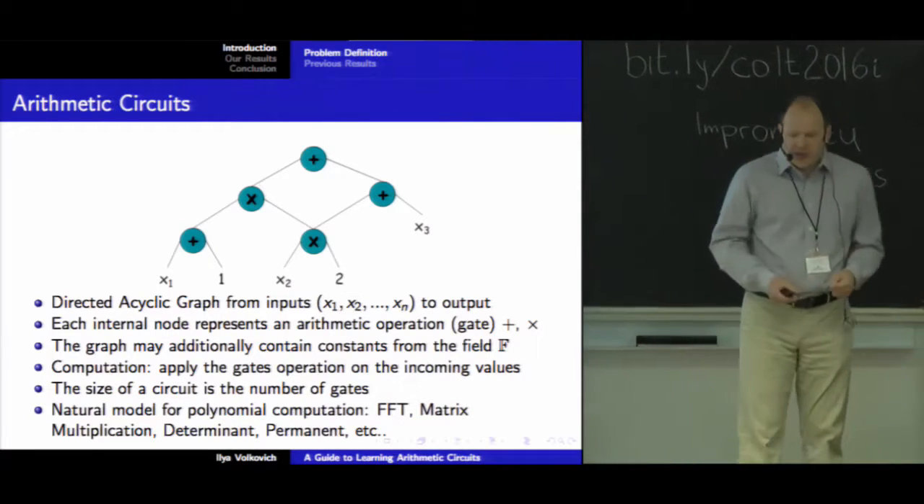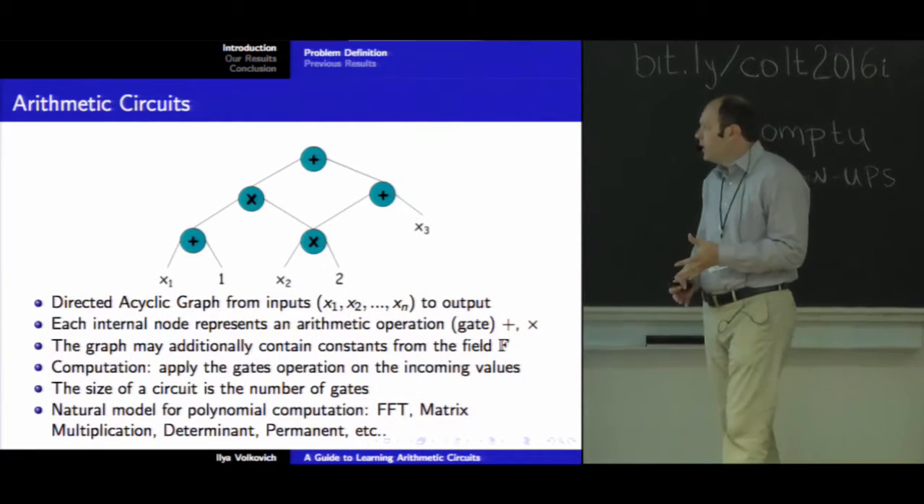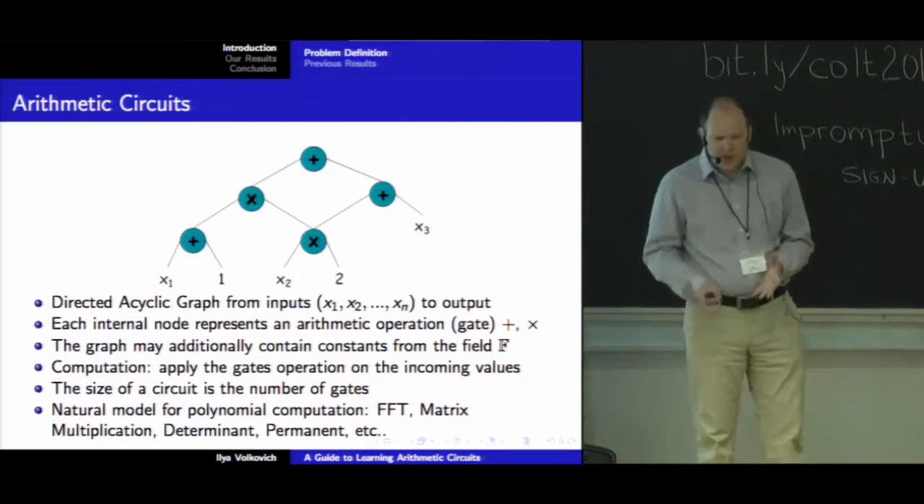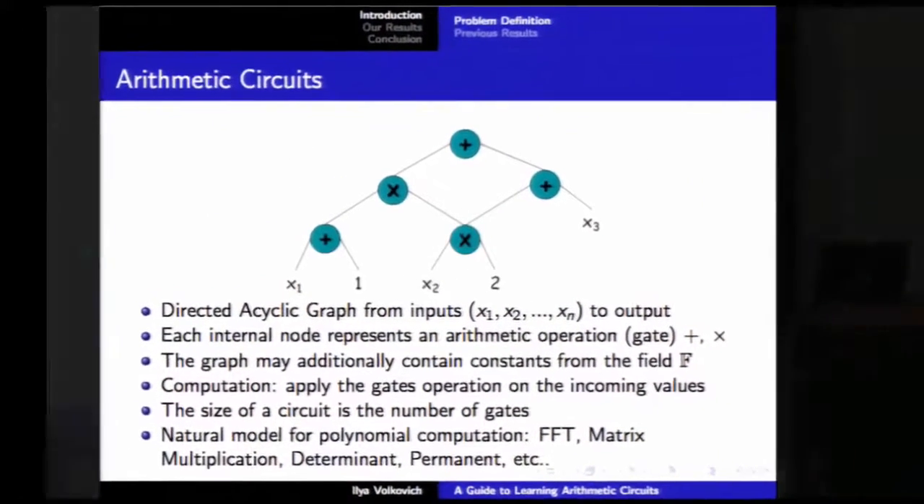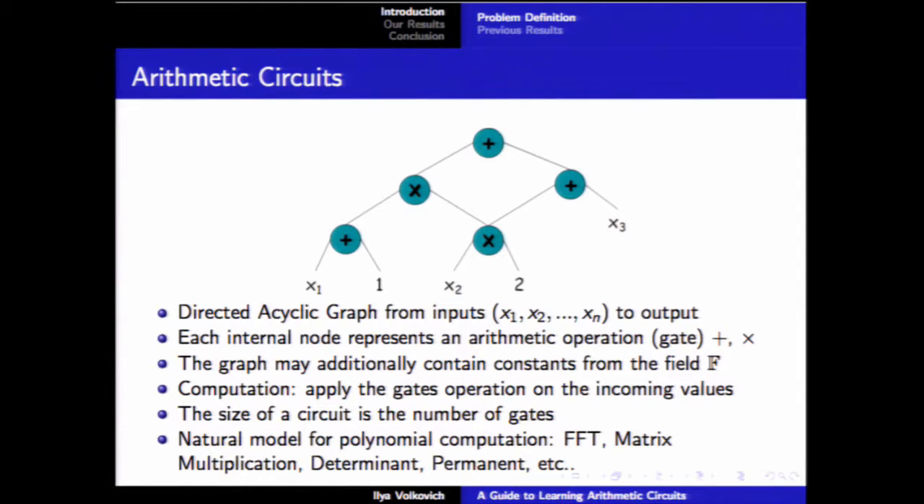So the model of arithmetic circuits, beside what we saw earlier today, is a standard model for polynomial computation. And in fact, we can phrase many, many interesting problems in this terminology. For example, instead of asking what's the fastest way to compute FFT, you can ask what's the smallest circuit that does so. Likewise, instead of asking what's the best way to compute a product of two n by n matrices, which is an interesting question, you can ask what's the smallest circuit to compute the product.